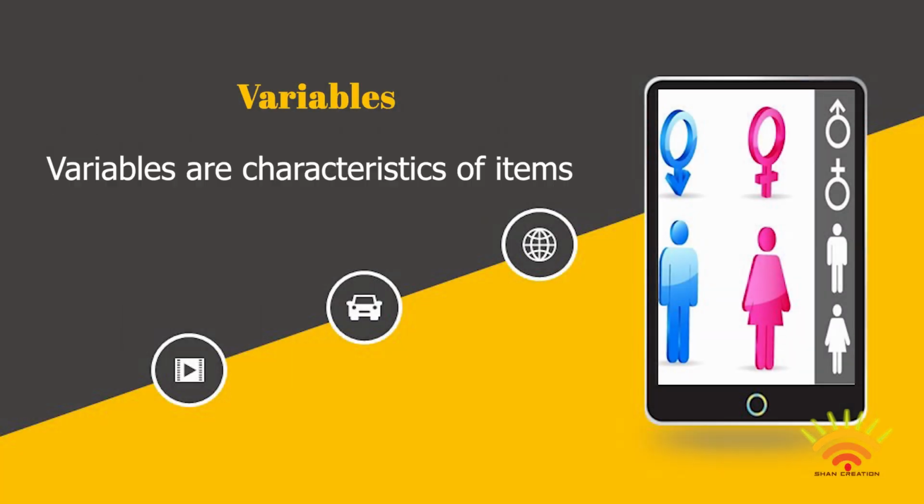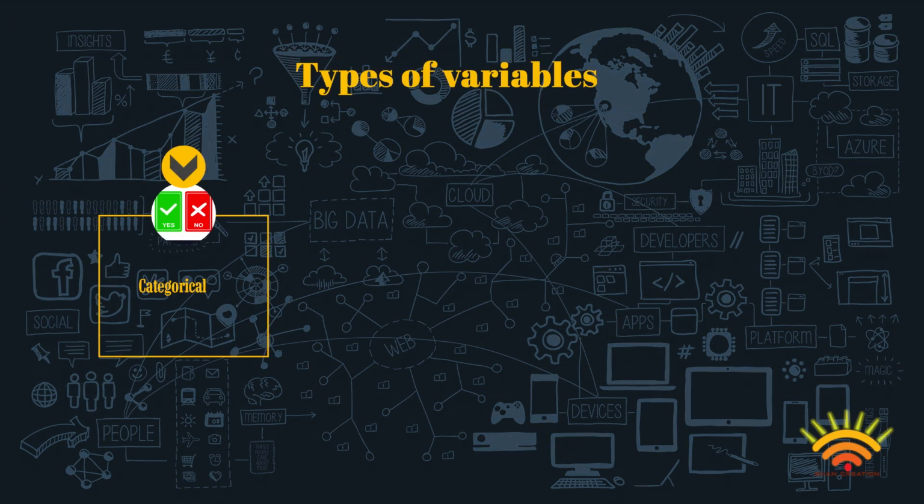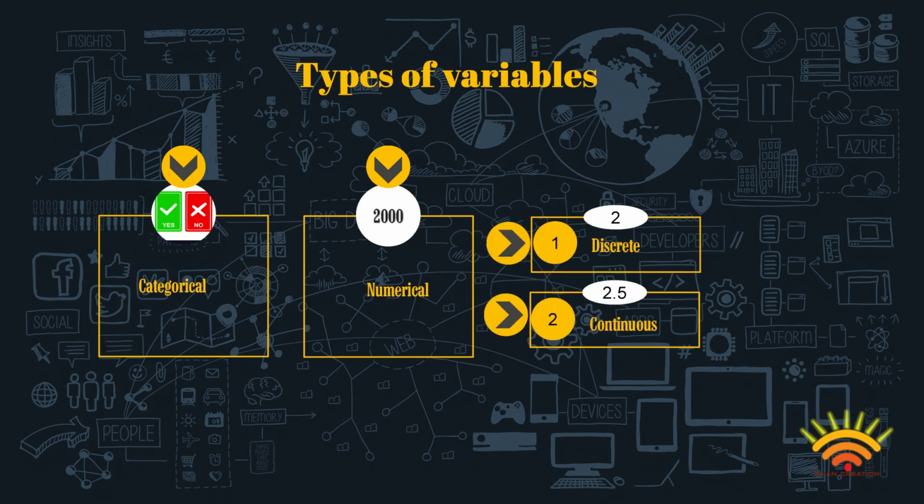Variables. Variables are characteristics of items or individuals, for example age, gender, name, satisfaction, salary. There are different variables. For research, you have to collect data on different variables. Based on those data, you can analyze the variables and then conclude. Variables can be divided into mainly two categories: one is categorical variables and the other is numerical variables. Numerical variables can further be divided into discrete variables and continuous variables.